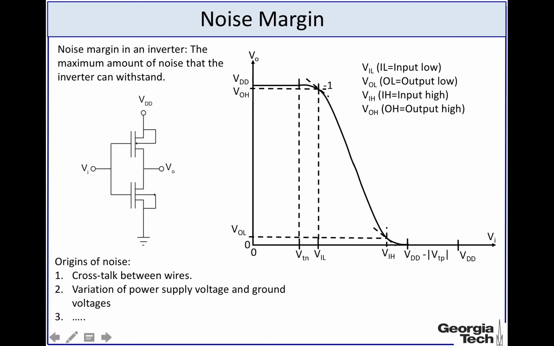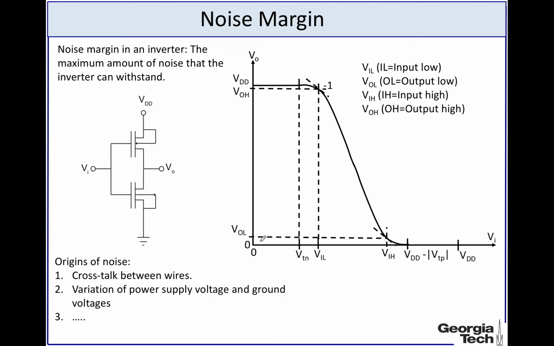So first of all, just a quick recap of what we talked about in inverter regarding noise and noise margin. Essentially what we said was that an inverter is immune to noise to a certain extent, and that is measured by the noise margins, the noise margin low and the noise margin high. Now what we're going to talk about in this lecture is the origin of the noise.